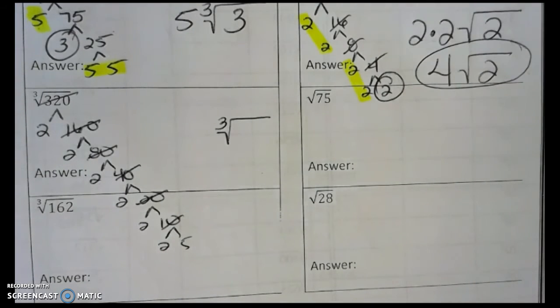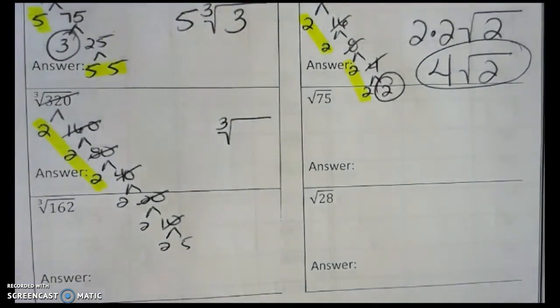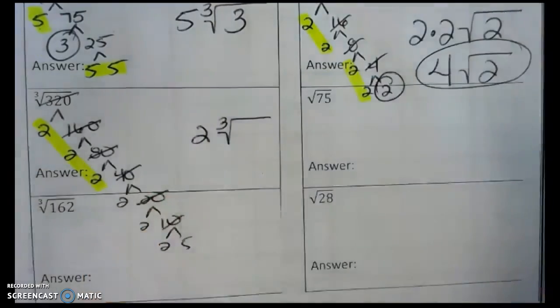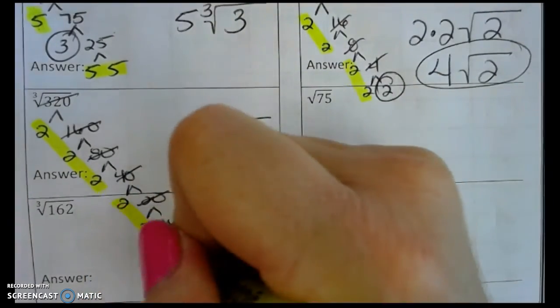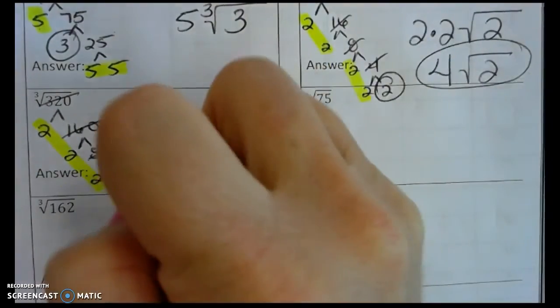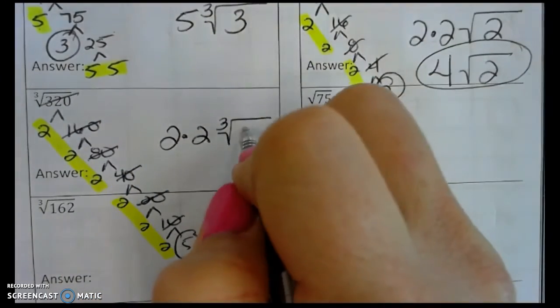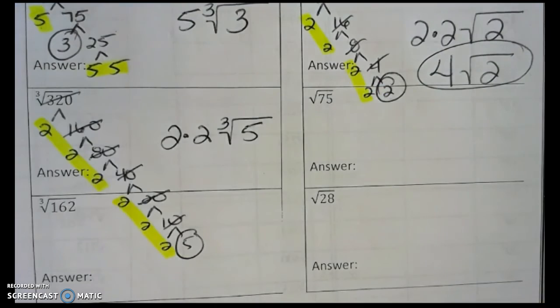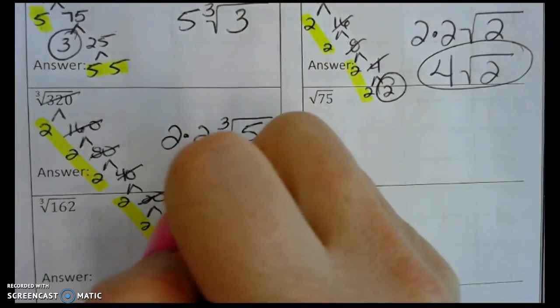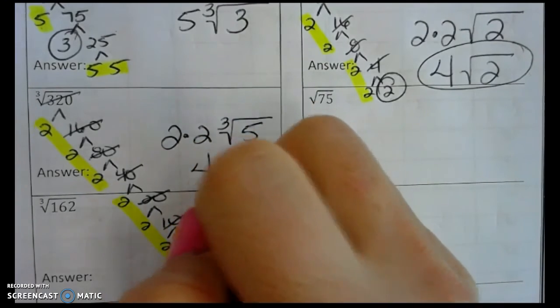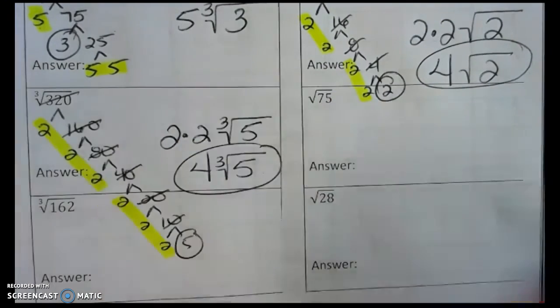Now, it takes 3 identical factors to factor out. I have a set of 2's, so pull that out. I have a second set of 2's, pull that out, multiply those. And I had a leftover 5 that stays in the radicand. Now I need to simplify. 2 times 2 makes 4. Cube root of 5. And that is the answer.